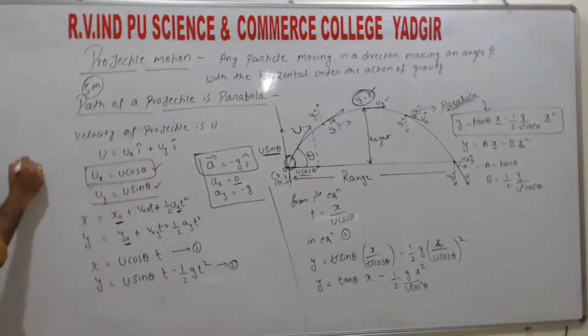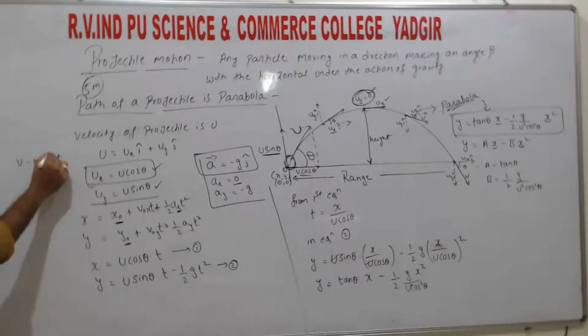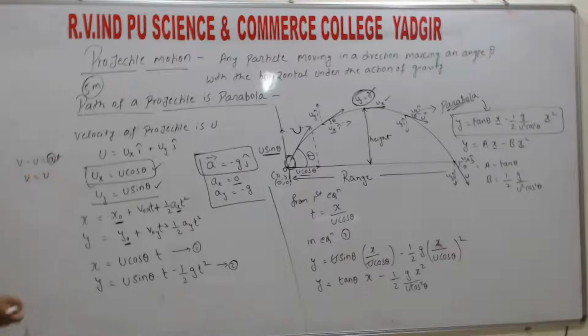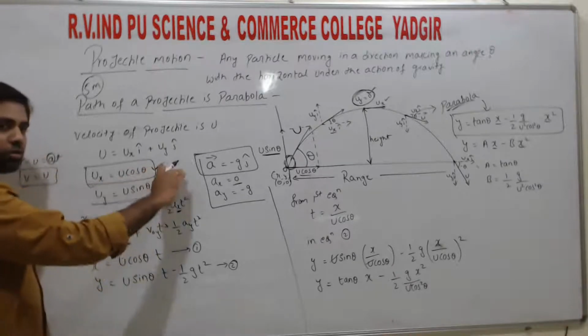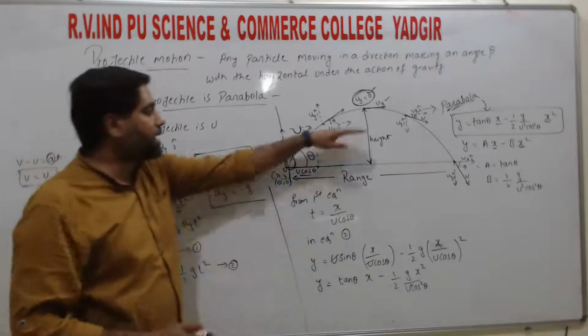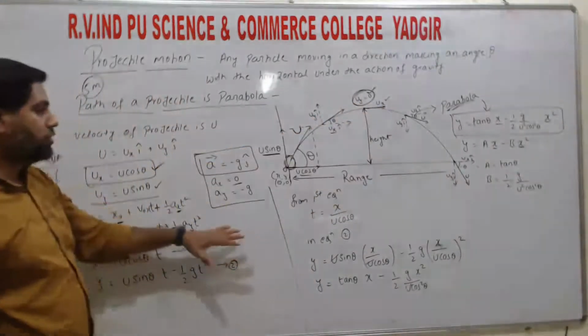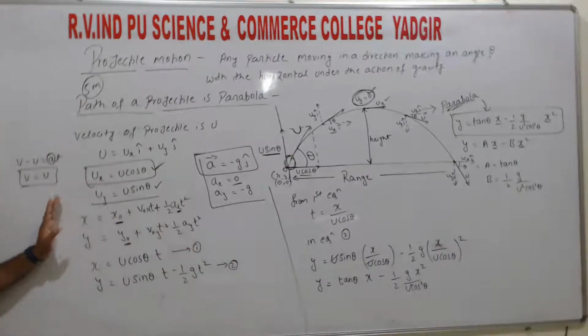We know v - u = at, right? So if the acceleration is 0, that means v = u. That means the object is moving under constant velocity. So that's why along the horizontal the velocity is always constant. When it reaches the maximum height, the vertical velocity is 0, right? So this is a very important derivation for 5 marks.